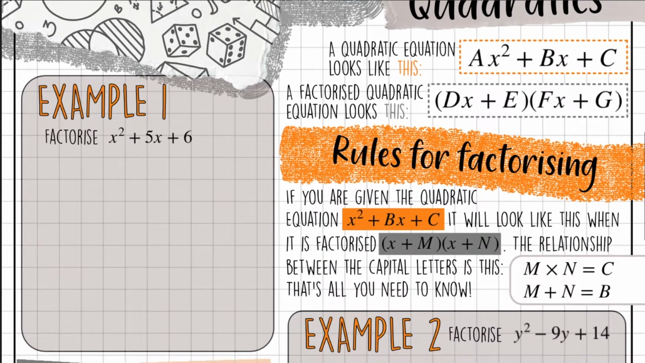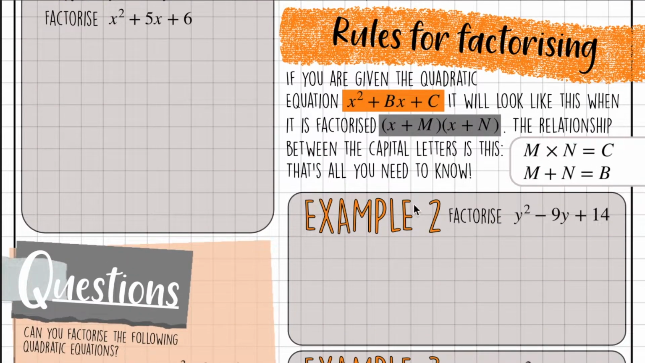Alright, rules for factorising. It's pretty simple really. If you have a quadratic that looks like this, x squared plus bx plus c, when it is factorised, it will look like this, bracketed x plus m times by bracketed x plus n. To find what m and n are, all you need to remember are these rules here, i.e. m times by n is equal to c, you see here, and m plus n is equal to b, this bit here. Let's look at some examples.